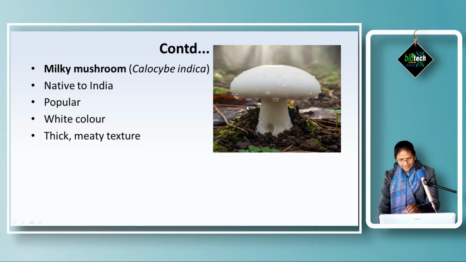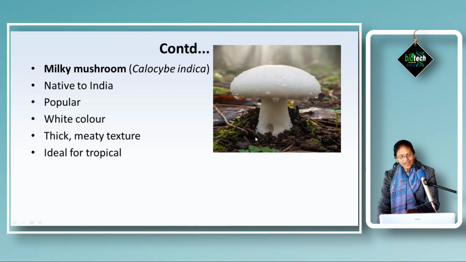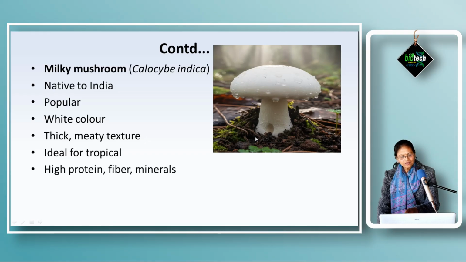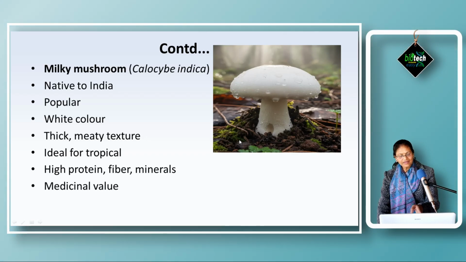with a very thick and meaty texture. You can see the thick texture here. So this can be a very good alternative for meat, and it is ideal for tropical climate. That means very low temperature is not needed, just moderate or tropical temperature is good. High protein, fibers and minerals are there in this particular mushroom, so it's very good, and it has medicinal value also. So these are some of the mushrooms which are commonly marketed and which are commonly cultivated.